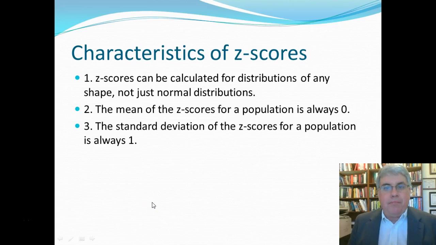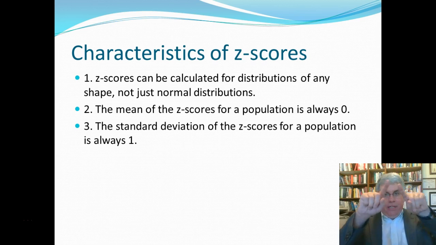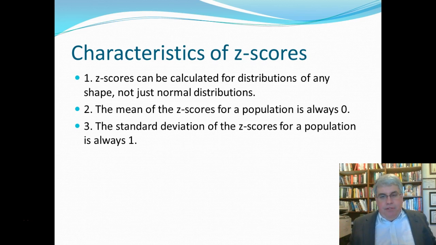So let's talk about some characteristics of z-scores. First of all, z-scores can be calculated for any distribution of scores. It doesn't have to be a normal distribution. We can have something really unusual, but we can still calculate z-scores. And the shape of the z-score distribution will be the shape of the raw scores.